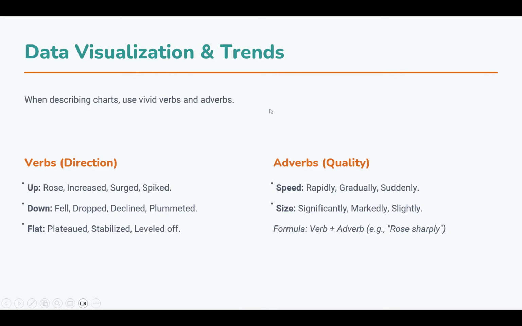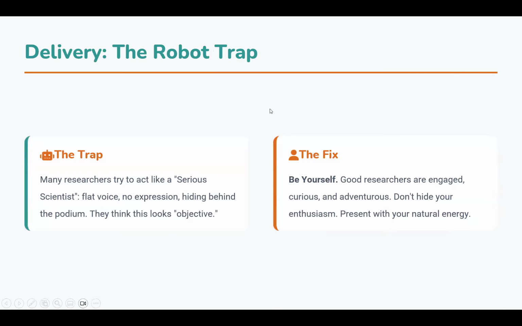Never forget these aspects. And when you are delivering, you typically get caught up in the robot trap. What is the trap? They try to be serious as scientists. They implant themselves with a flat voice, with less expression, hiding behind the podium and hiding behind the slides. Don't do that. Be yourself. Be the researcher, be the narrator, be the storyteller, and be the lead.